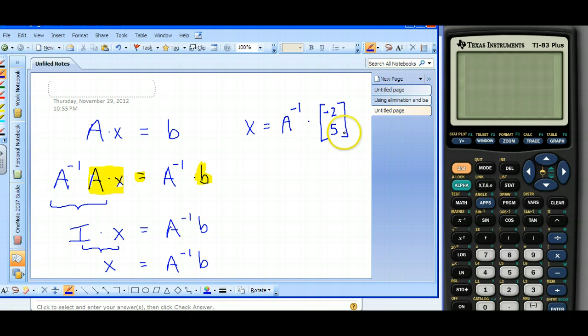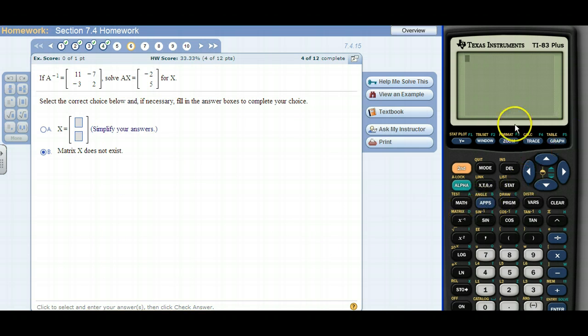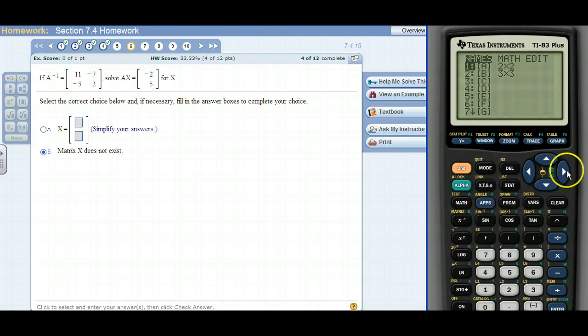Alright, so what we do, again, you can do it by hand if you're comfortable with that, but you can also put it in your calculator. This is going to be what we store as A. Even though it says A inverse, and even though I told you A inverse times B, you need to enter this in as matrix A. So this is a 2 by 2 matrix. 11, negative 7, negative 3, 2.